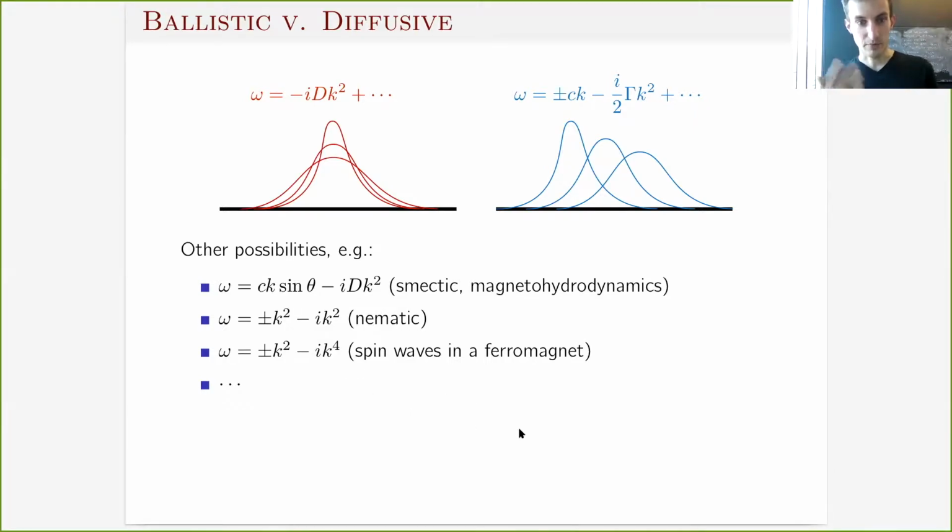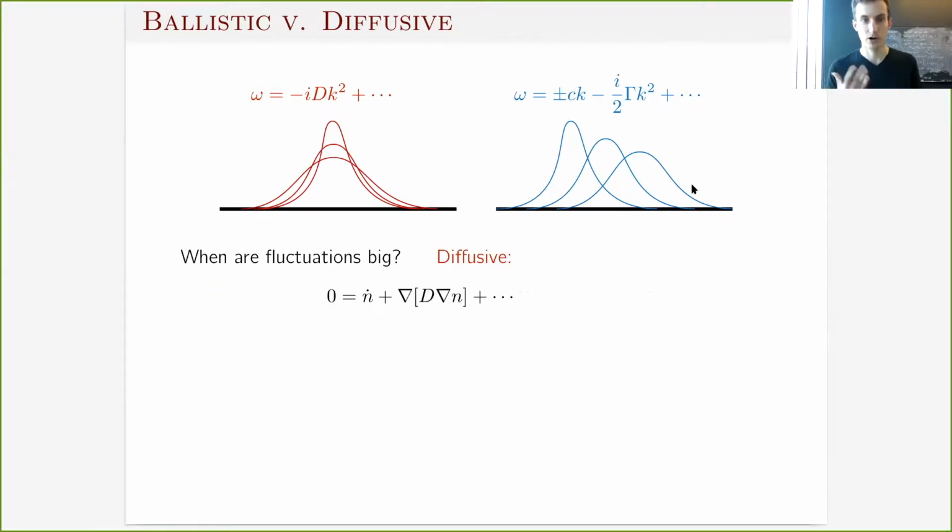So there's a lot of exotic modes you can have, but I'm going to focus on these two types of mode, diffusive and sound modes, because we'll see that a lot of rich physics already happens here. So I want to ask about hydrodynamic fluctuations for these two types of mode. And the central question I want to ask is, when are these fluctuations big? So let's start with the diffusive mode.